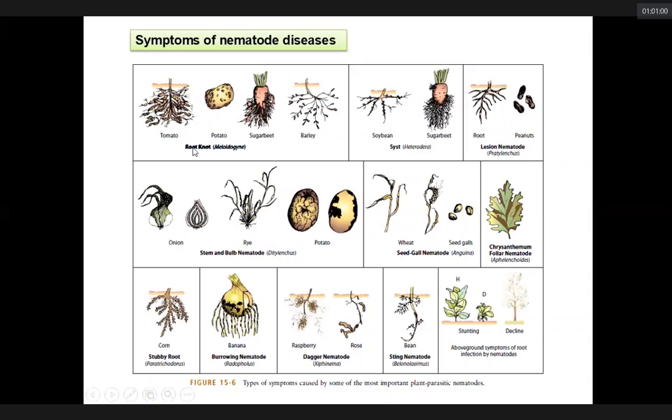Root knot nematode. The left hand side, Meloidogyne, is known as root knot nematode, and Heterodera and Globodera, another genus, Globodera, cyst nematode, and Pratylenchus is known as lesion nematode. I might ask you to enlist one root knot, one cyst, one lesion, one stem and bulb nematode, one seed gall nematode, one foliar nematode, one stubby root nematode, one burrowing nematode, one dagger nematode, one sting nematode. Okay, these are the general name, common name, and this is the scientific name, genus name. So this is the root knot nematode. This is the common name, and Meloidogyne, this is the scientific name or genus name. You got it?